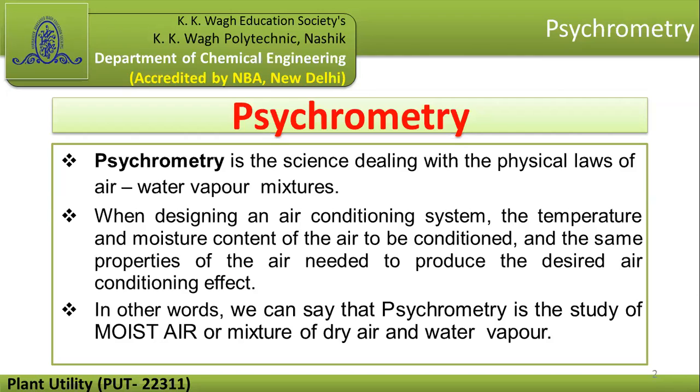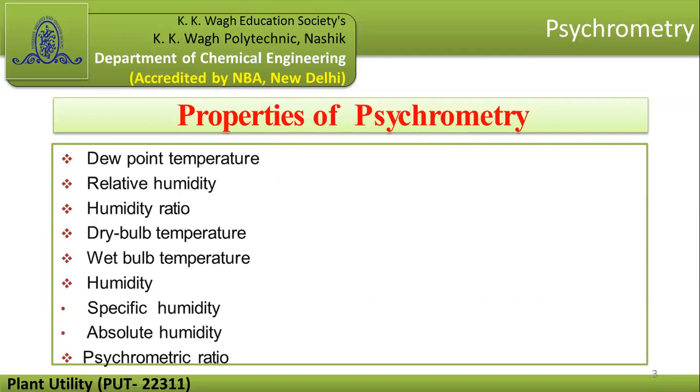When designing an air conditioner, the temperature and moisture content of the air to be conditioned, and the same properties of the air needed to produce the desired air conditioning effect, are necessary. In other words, we can say that psychrometry is the study of moist air, or a mixture of dry air and water vapor.